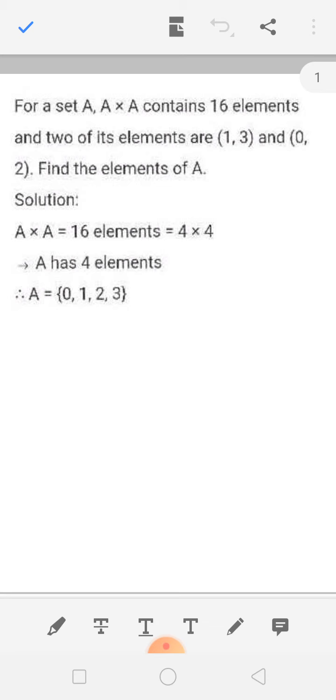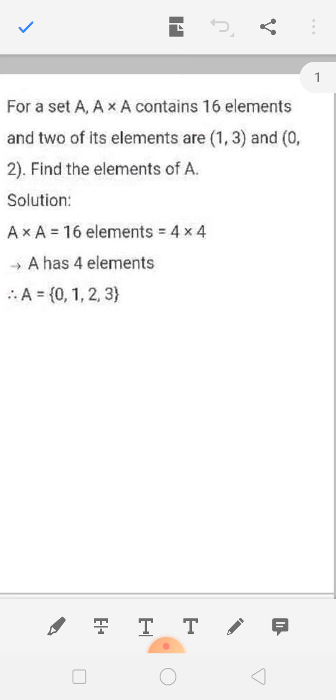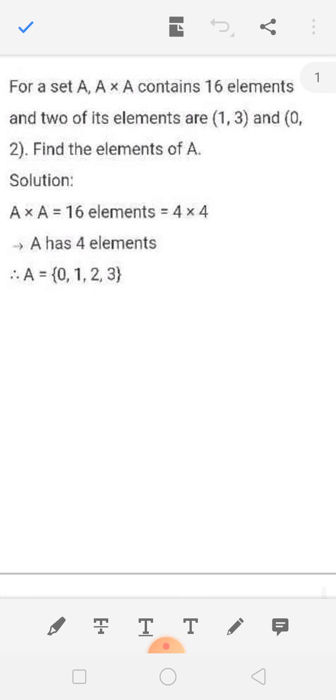So they are given that A cross A contains 16 elements. A is one set, A is another set, so the set is multiplied by itself only. So A cross A is equal to 16, which means what? In the set A we have only 4 elements.